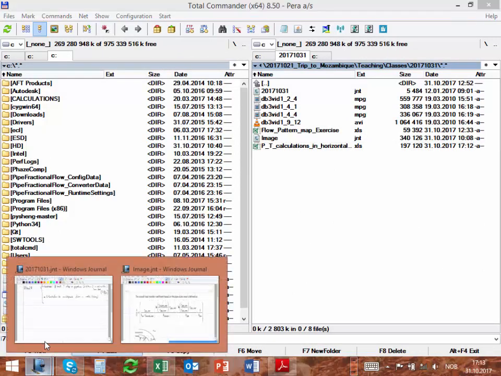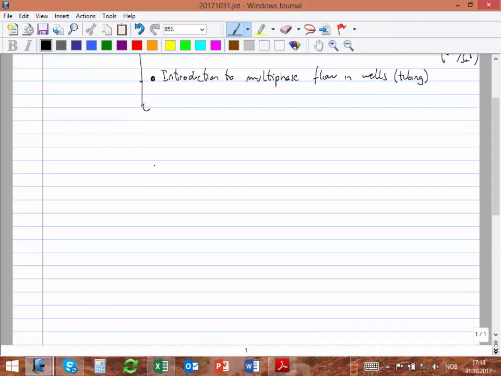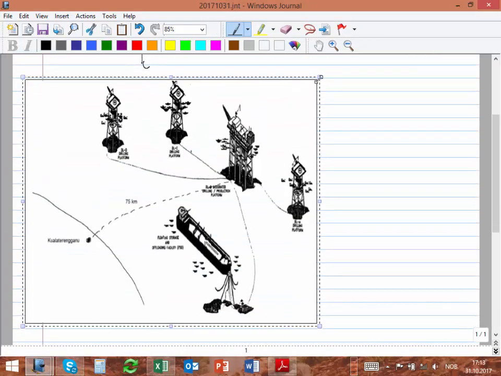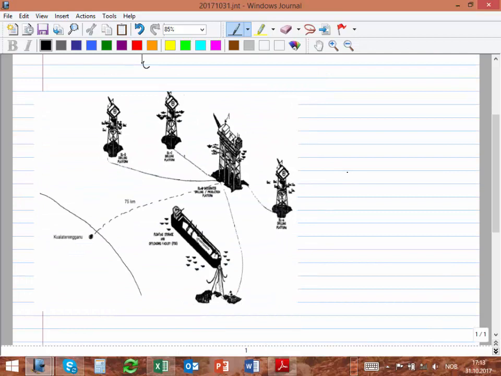So we are going to analyze. Basically, your task is you are a production engineer that has the task to calculate. There are many FPSO platforms that have their own oil wells drilled, and they are producing. Then the production is sent to a central processing unit platform. And from that platform, you have a pipe that goes 75 kilometers to shore. And this is called Dulang. So this is a class exercise.